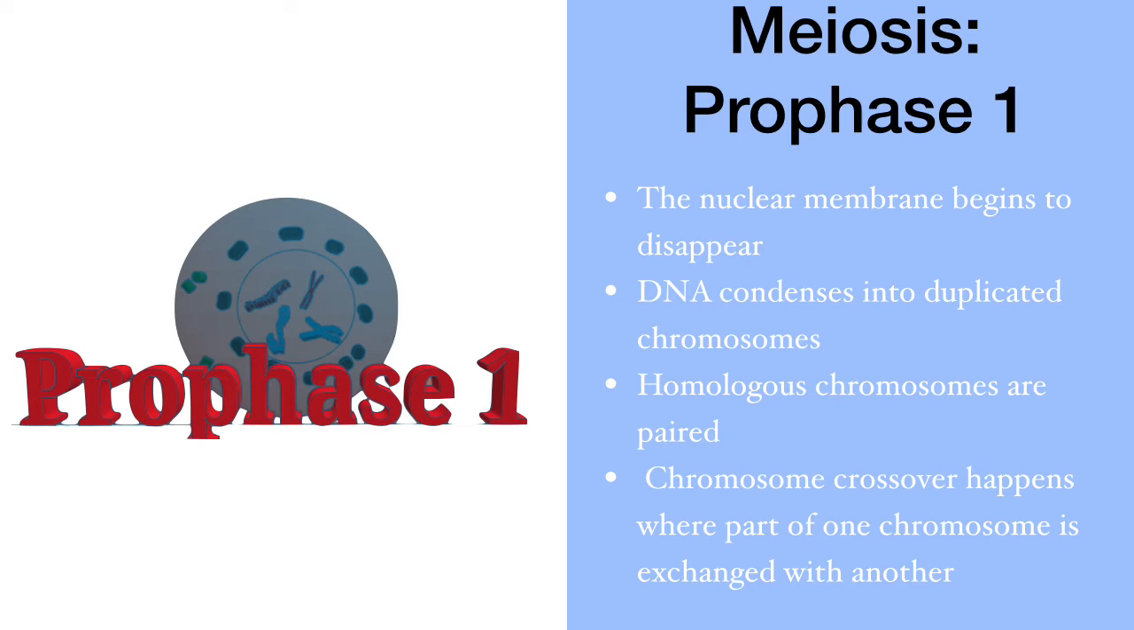Meiosis phase 1 is called prophase 1. The nuclear membrane begins to disappear in this phase. DNA condenses into duplicate chromosomes. Next, homologous chromosomes are paired. This is also the phase where chromosome crossover happens, where one part of one chromosome is exchanged with another.